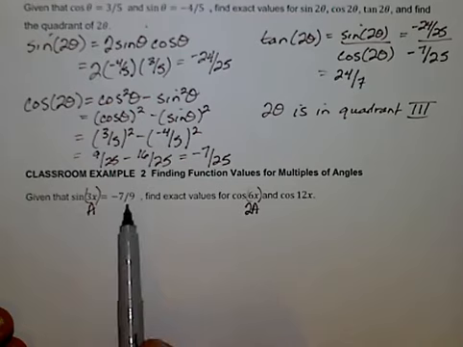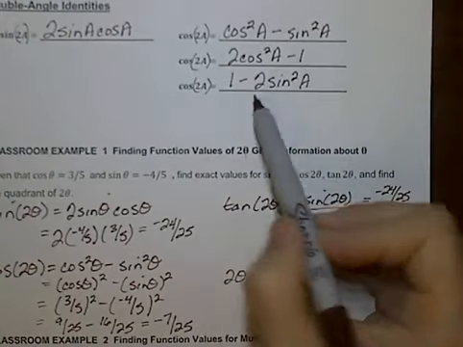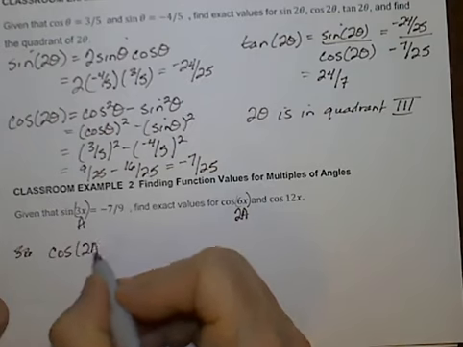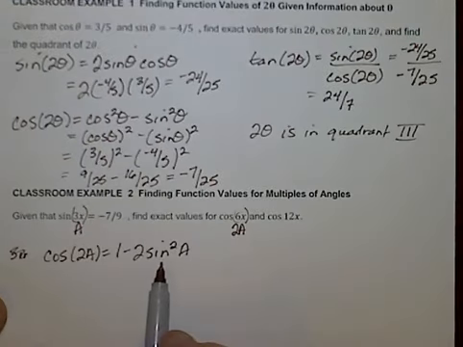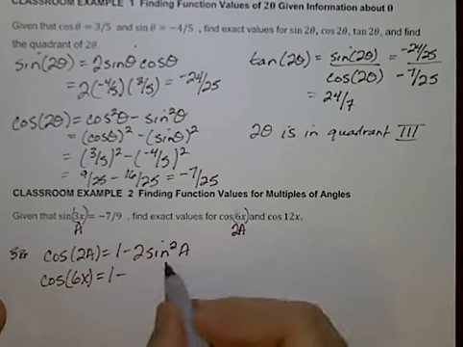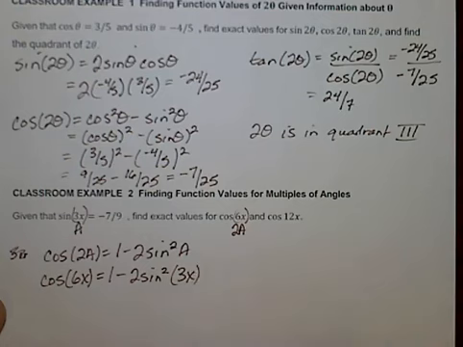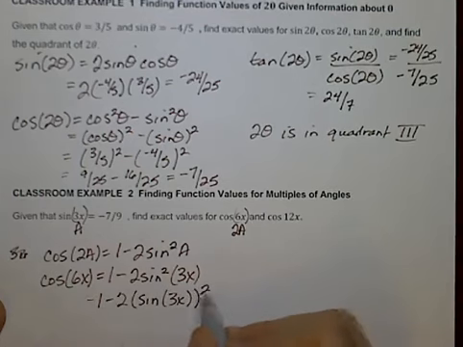What we know is the sine of a. Let's pick the one that only involves the sine of a and doesn't involve the cosine of a. So that would be number 3 right here. We're going to use this identity, and now in place of the 2a, I'm going to put in 6x. In place of the a, I'm putting in 3x. And again, the sine squared means that we're taking the sine of 3x and squaring that.